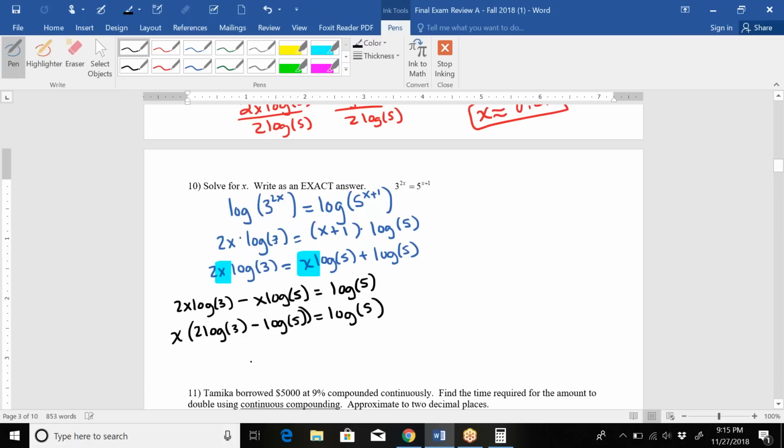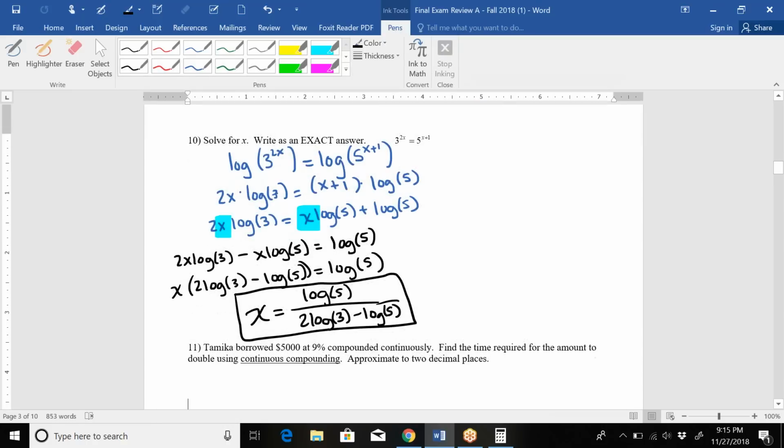All you have to do to finish this off and get the exact answer is divide by that big parentheses. So this is log 5 from the right side divided by 2 log 3 minus log 5. And that's it. We'll just leave it like that. No approximation asked for.